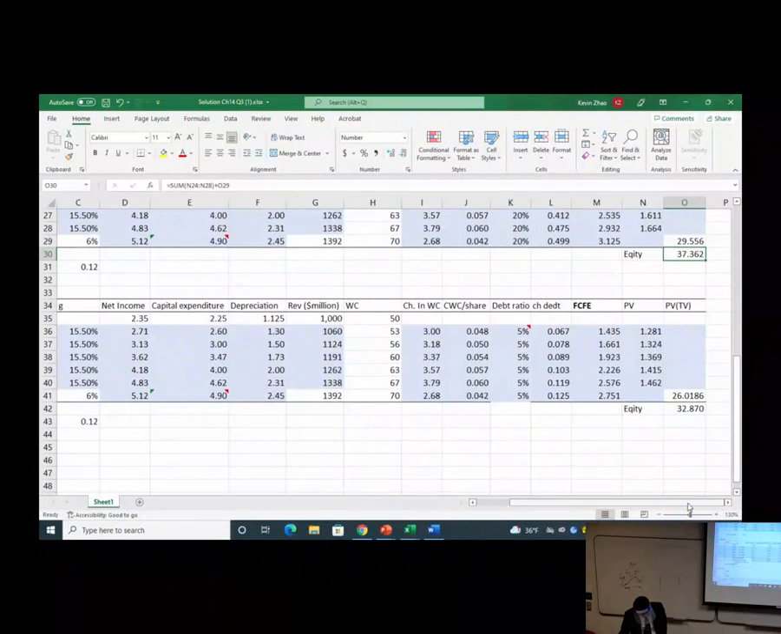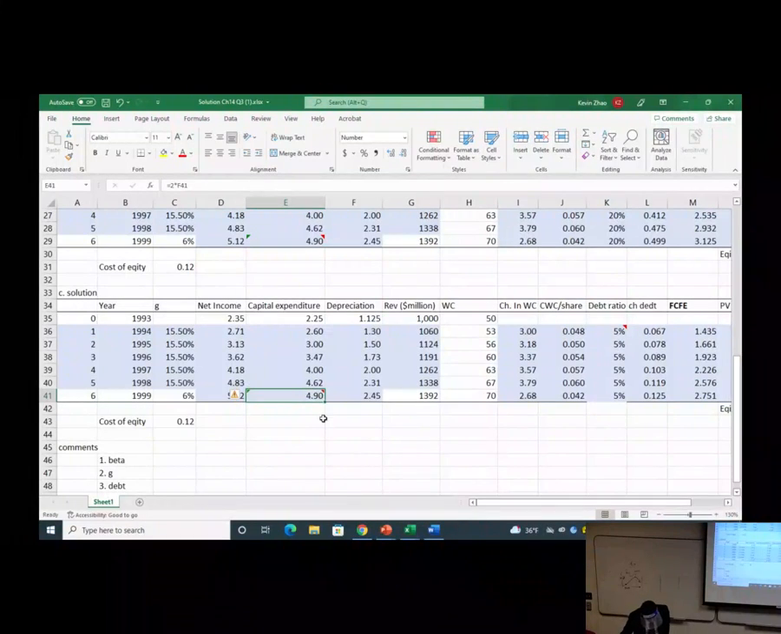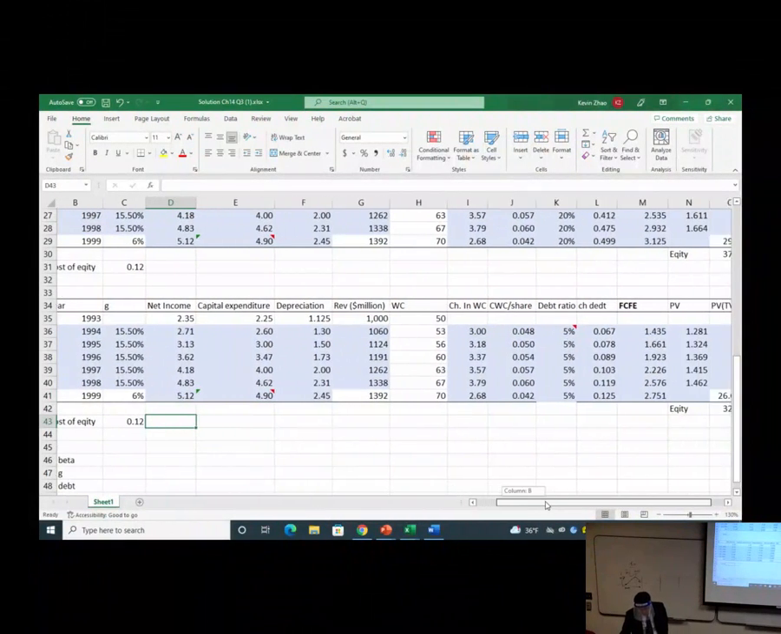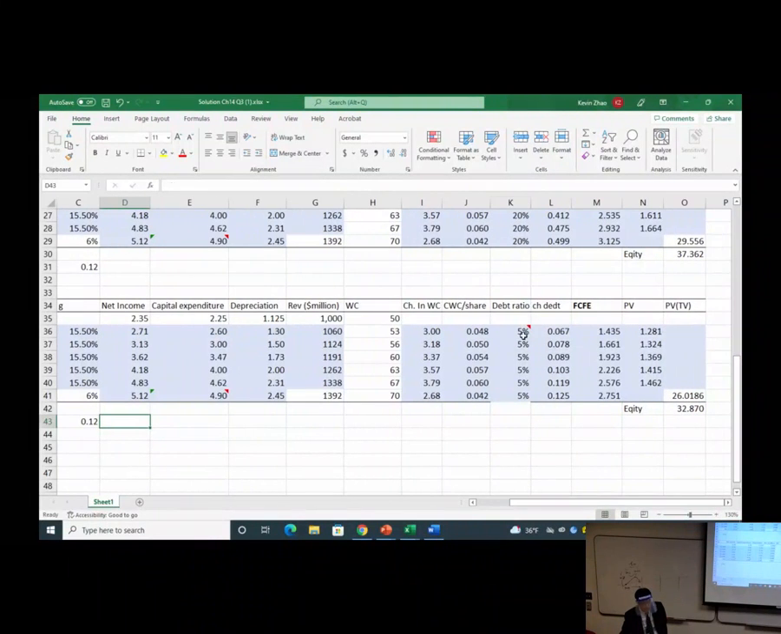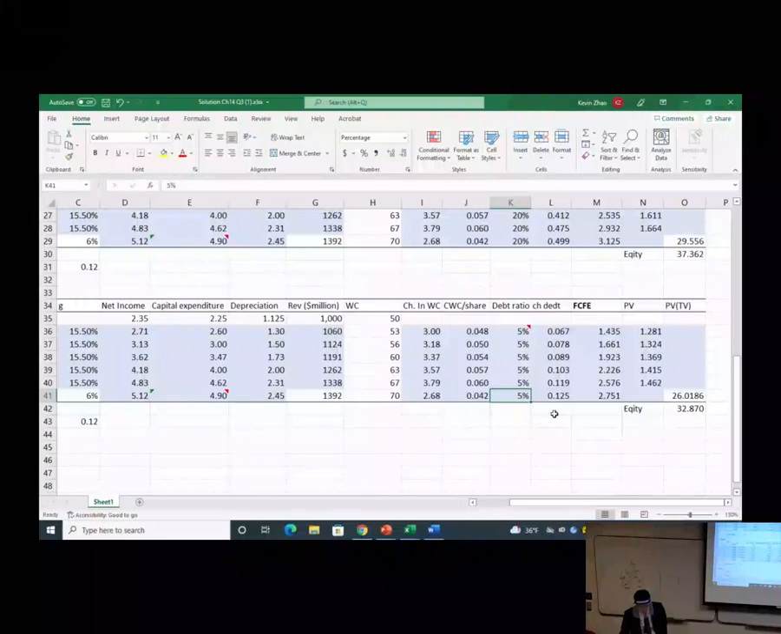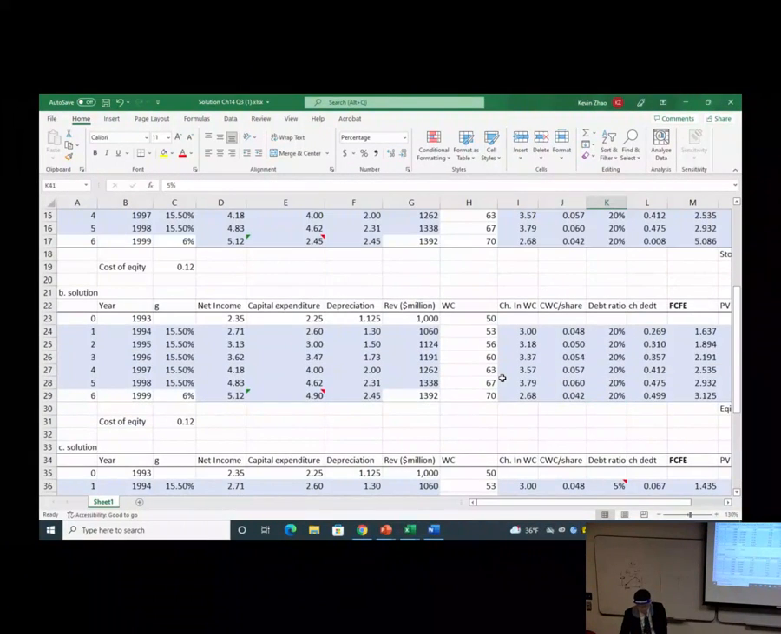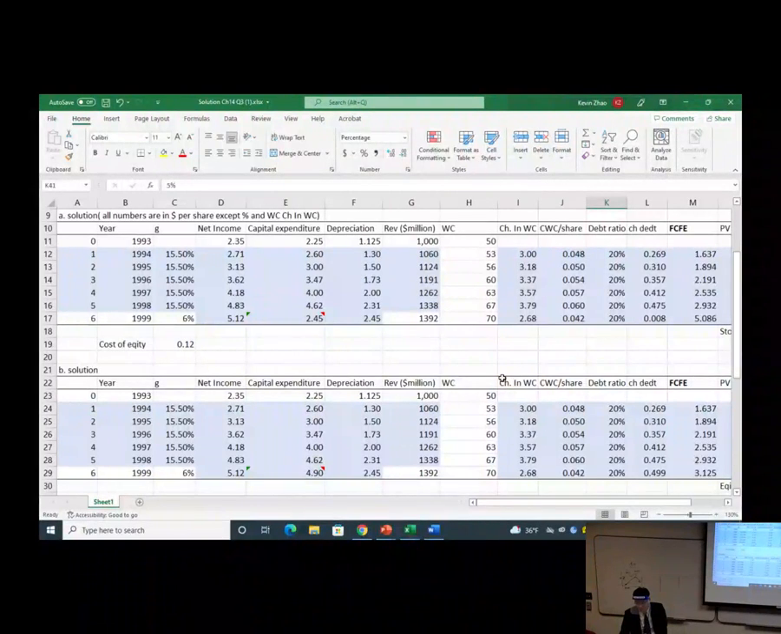And then here we have another assumption, capital expenditure 200%. What else? What's the difference? Oh, debt ratio, yeah, 5% instead of 20%. You see? So this offers you a basic structure for a two-stage model, no matter if it's free cash flow to the firm or free cash flow to equity. And you do first stage, second stage. Then you do terminal value estimation, and also you need to do the discounting, given you know the discount rate.